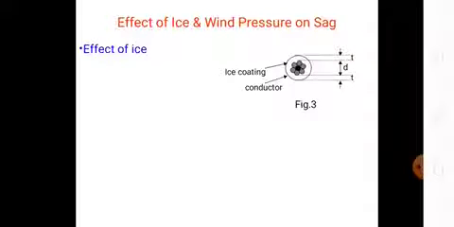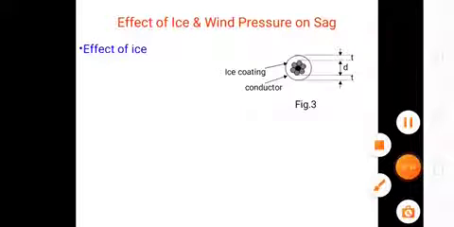Next case is effect of wind and effect of ice. First we are studying effect of ice. The effect of ice is that the conductor diameter increases. Because of this ice, the conductor diameter should increase.